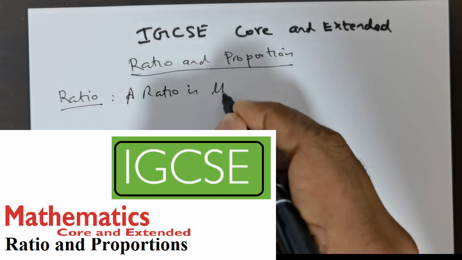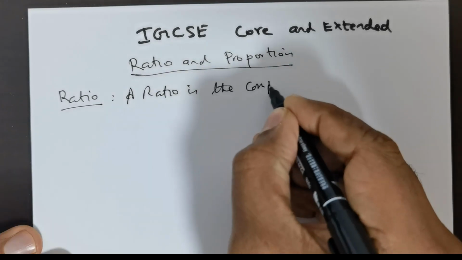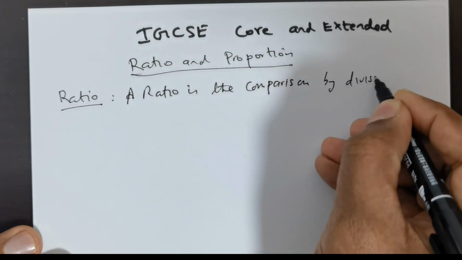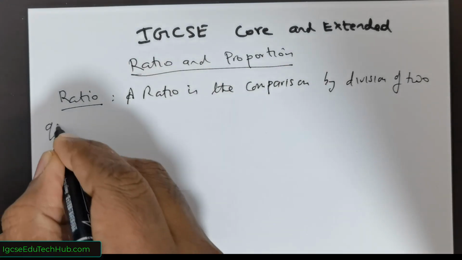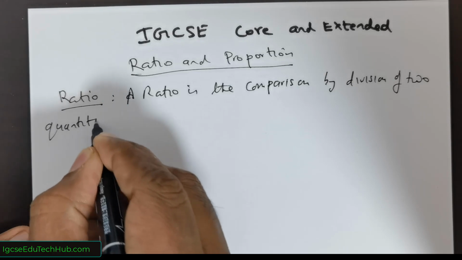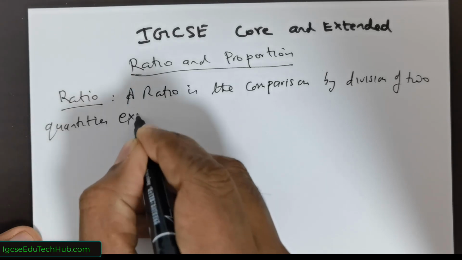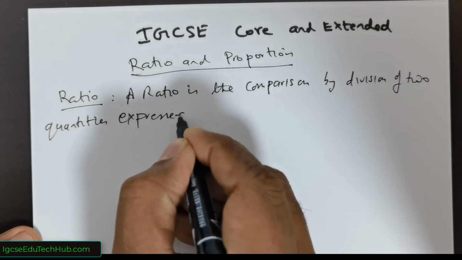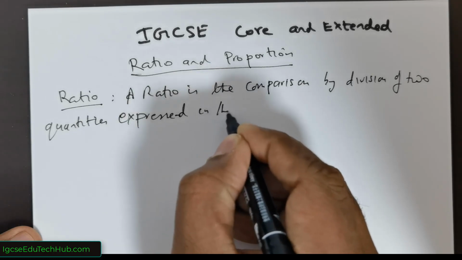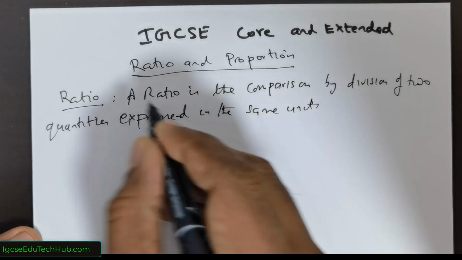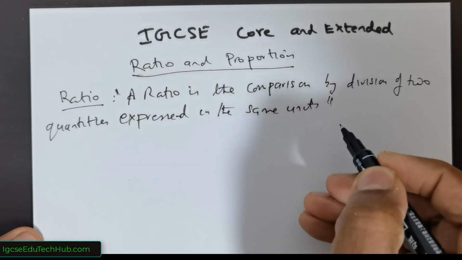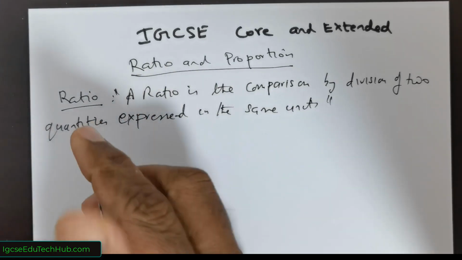Ratio is the comparison by division of two quantities expressed in the same units. So this is a very important definition to understand the topic.